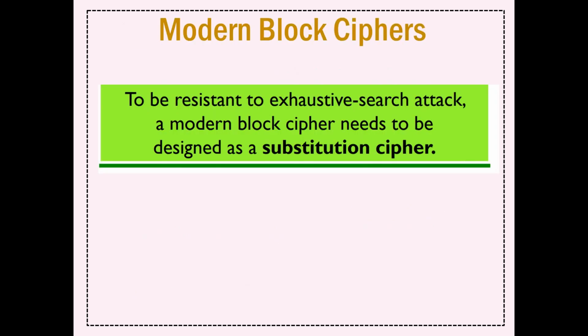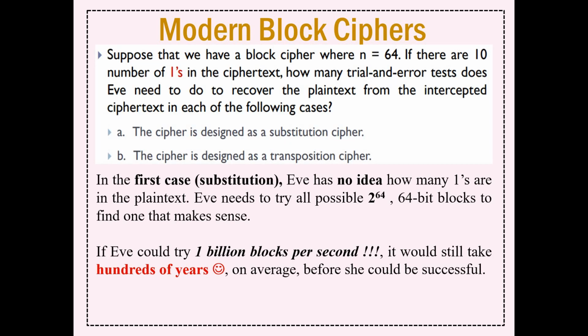So you can see, to be resistant to exhaustive search attack, the modern block cipher needs to be designed as a substitution cipher. Clear? So that's the basic idea why we are choosing mostly substitution, but we are going to discuss transposition also, to understand what is the importance of the substitution technique. In fact, now comes to the first two cases, which I think I will finish off on this.